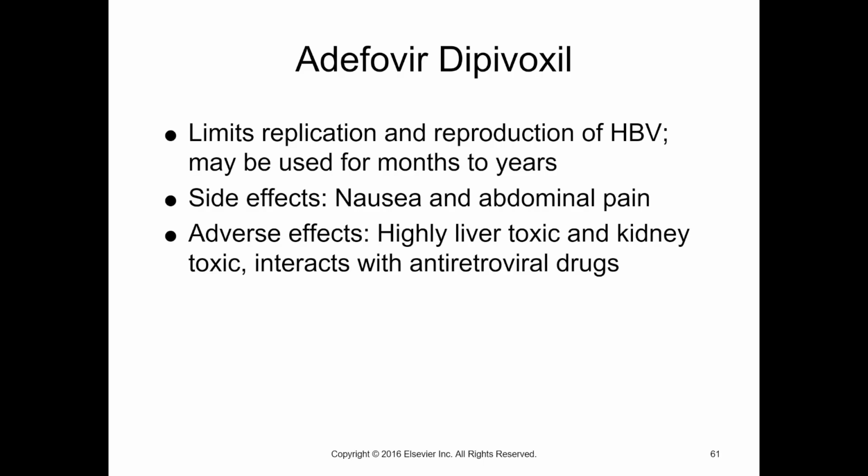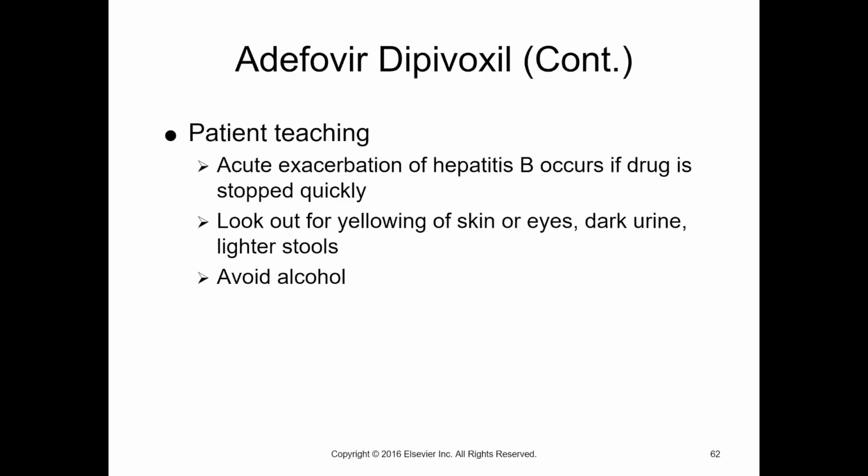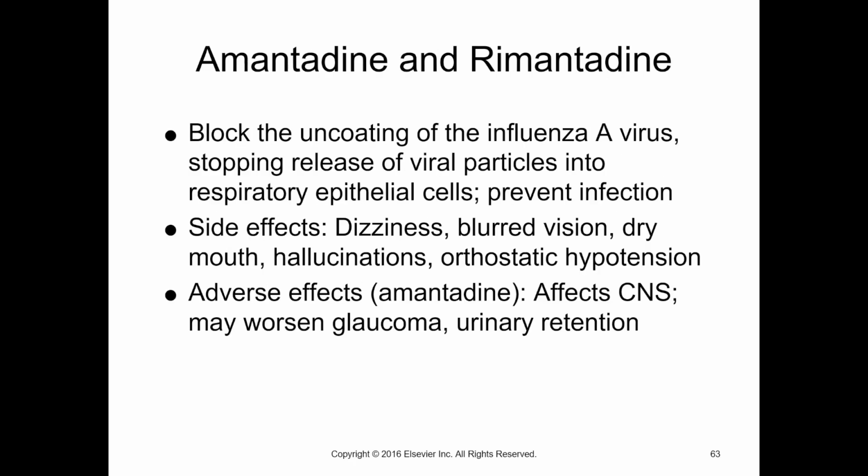Adefovir dipivoxil. These guys can cause issues with other drugs and can be highly toxic to the liver and kidney. And individuals that take retroviral drugs typically will not take this one either. And we'll talk about retrovirals in a little bit. Amantadine and rimantadine, these guys are typically used for respiratory tissues. So you see them used in influenza A. Amantadine is contraindicated for people that have glaucoma and urinary retention as well.